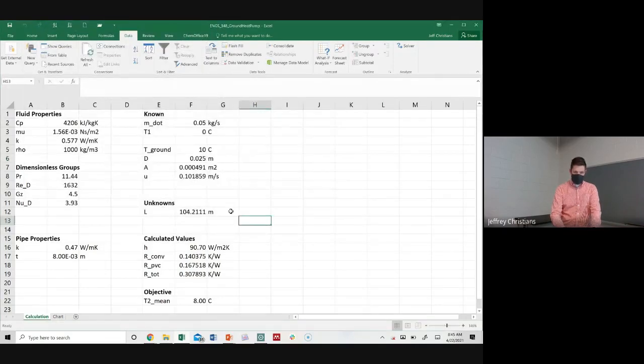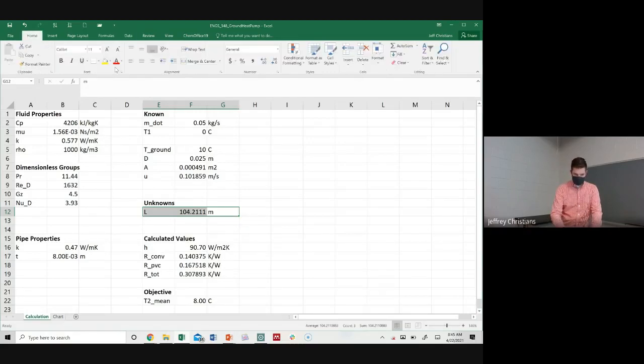And if we solve that, we see our length there is 104 meters. Right, so those are kind of our two critical things. We could also look at the thermal resistance. We're getting about half of the resistance to heat transfer just because the pipe has really low thermal conductivity.